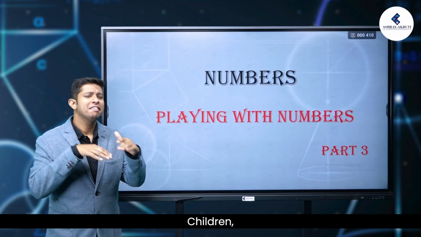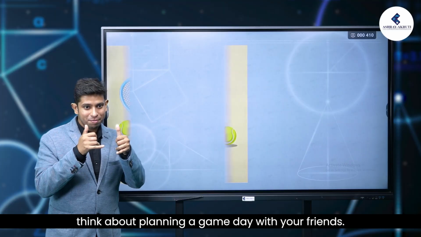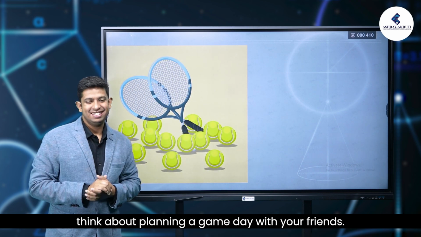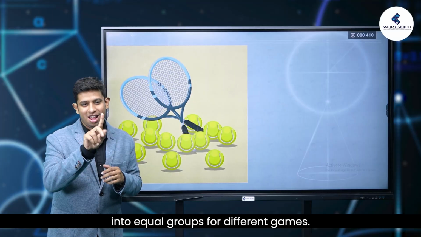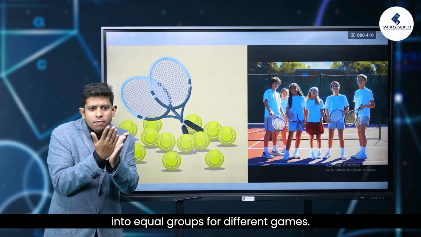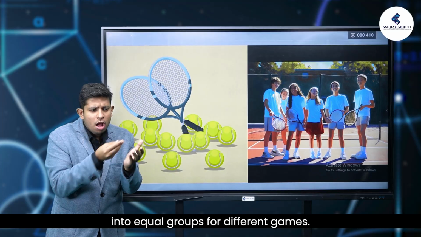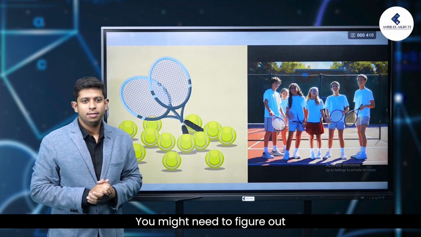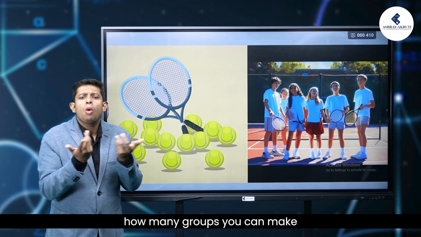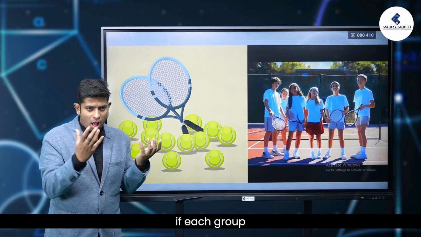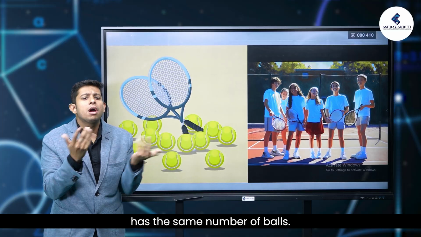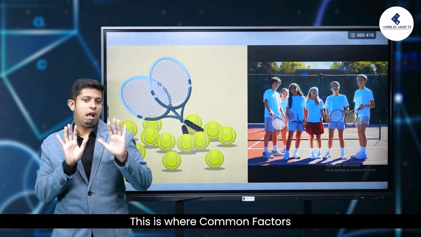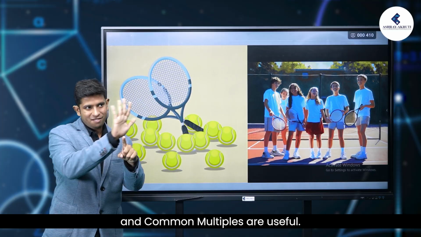Children, think about planning a game day with your friends. Imagine you have 18 balls and you want to divide them into equal groups for different games. You might need to figure out how many groups you can make if each group has the same number of balls. This is where common factors and common multiples are useful.